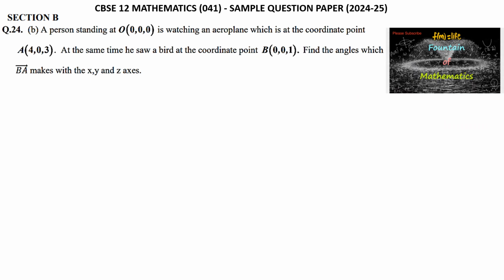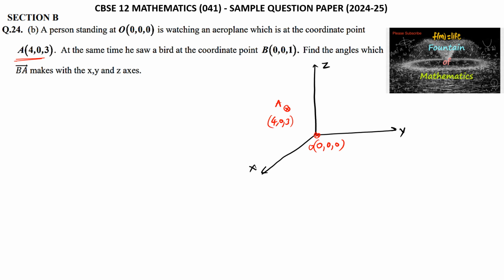Given that a person standing at origin (0, 0, 0), let's consider the coordinate axis plane, x axis, y axis and z axis. So origin is the point here, it's given O, and is watching an aeroplane which is at the coordinate point A (4, 0, 3). So we can mark 4 units on x axis and 0 on y axis and 3 units along the z axis. So I can consider here this is the point A (4, 0, 3).